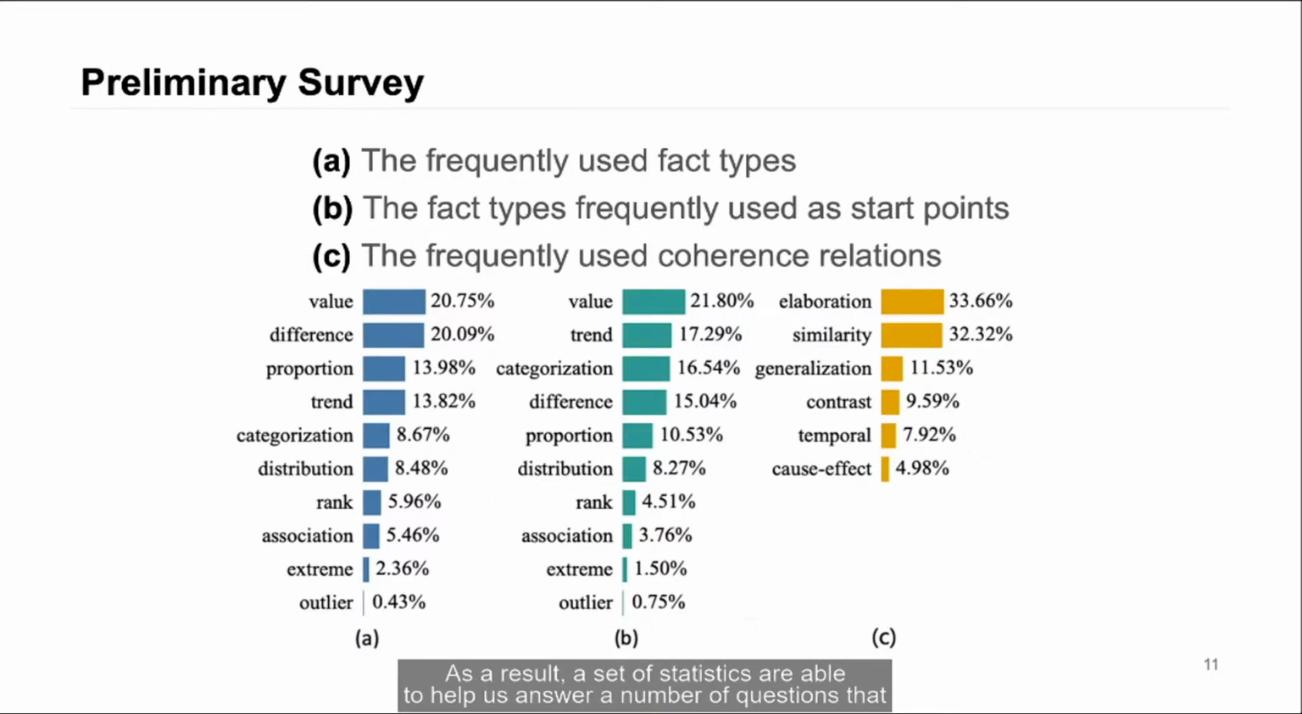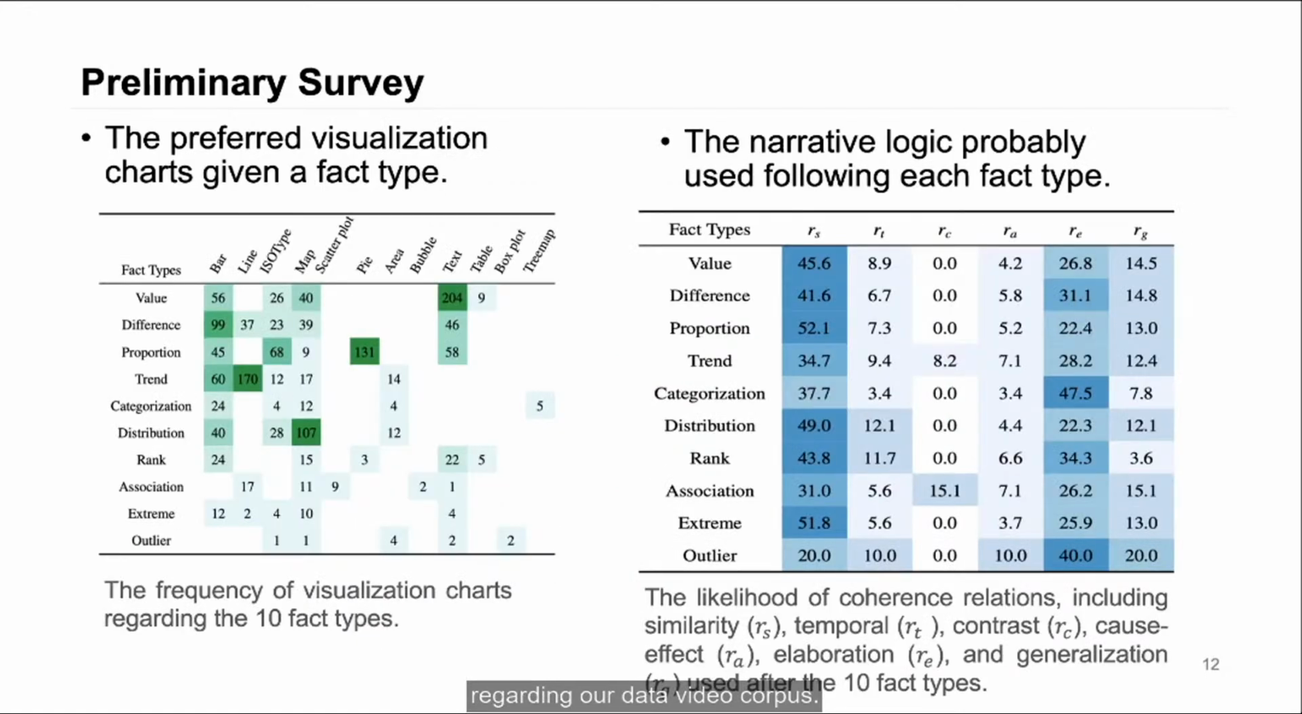As a result, a set of statistics are able to help us answer a number of questions that are critical to the design of an automatic story generation system. For example, it suggests the frequently used fact types and coherence relations regarding our data video corpus. The study results also suggest the preferred visualization charts given a fact type, and the narrative logic probably used following each fact type.